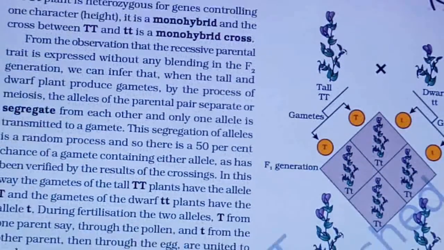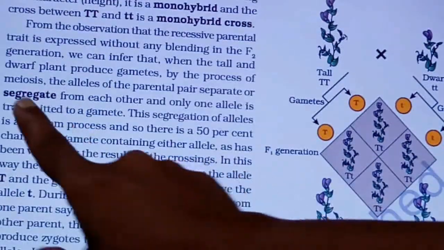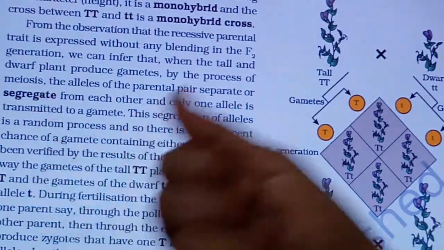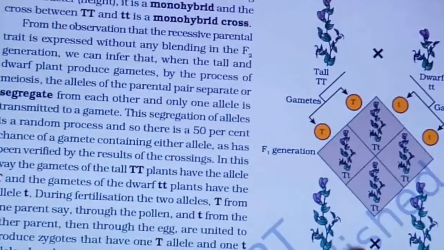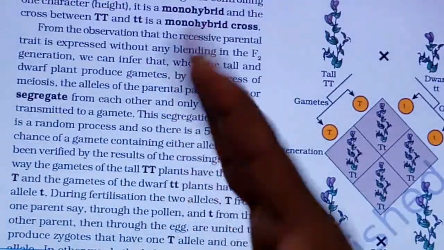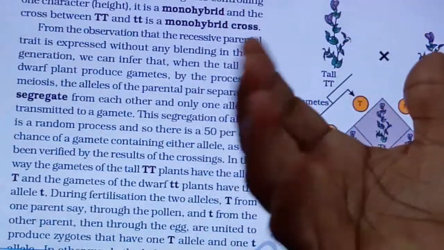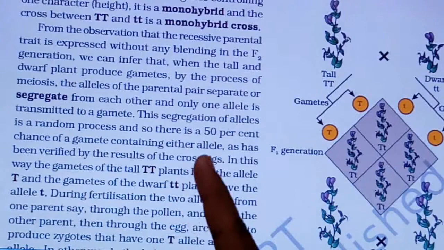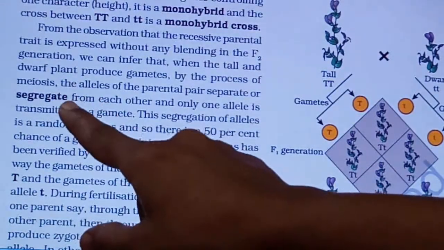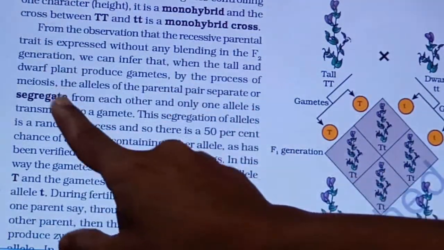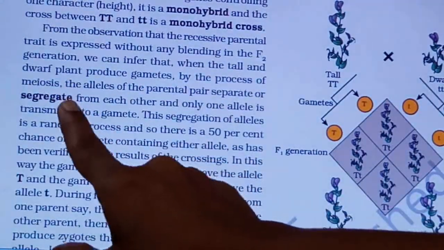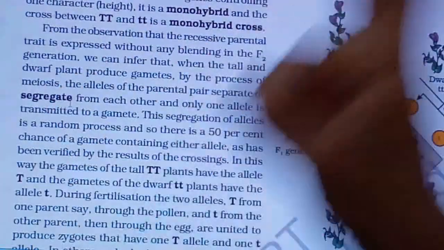Next point is segregation. Here it is given as segregate. Segregate means get differentiated. So based on this, whenever the gametes are formed, these gametes will get segregated, differentiated into different gametes, right? So based on this, the law of segregation is given, and the law of segregation is asked for 1 or 2 marks.